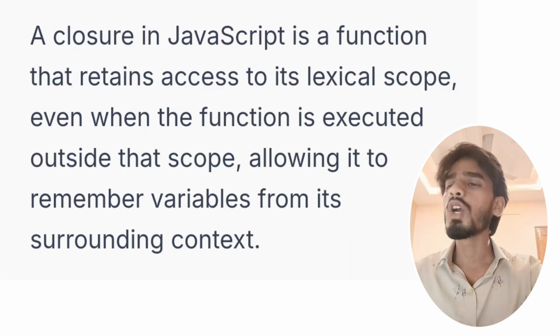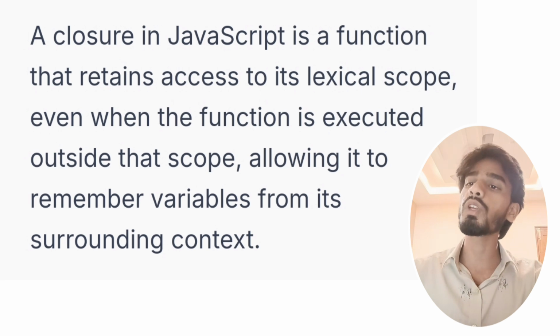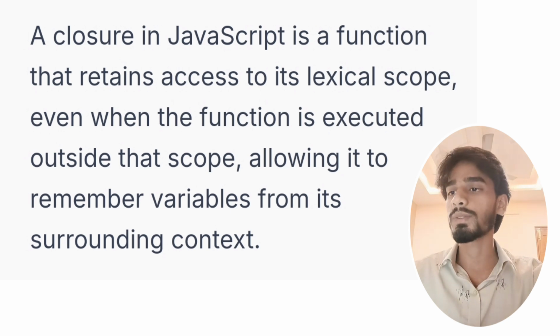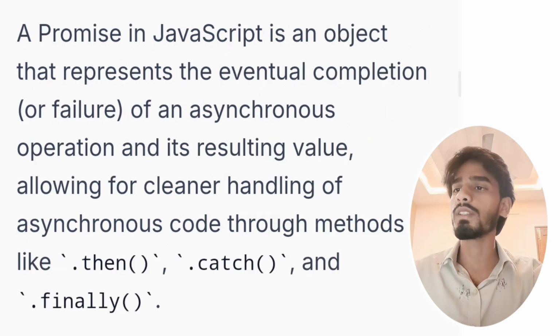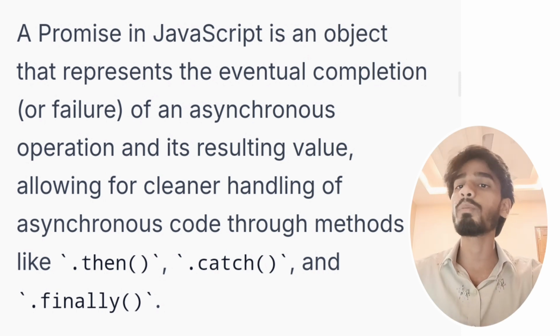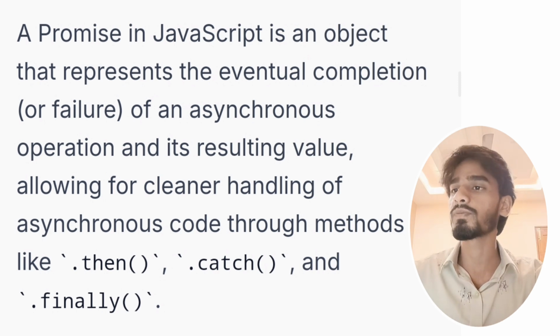Closure in JavaScript. Closure in JavaScript is a function that retains access to its lexical scope even when the function is executed outside that scope, allowing it to remember variables from its surrounding context. Promise in JavaScript. A promise in JavaScript is an object that represents the eventual completion or failure of an asynchronous operation and its resulting value, allowing for cleaner handling of asynchronous code through methods like .then, .catch and .finally.